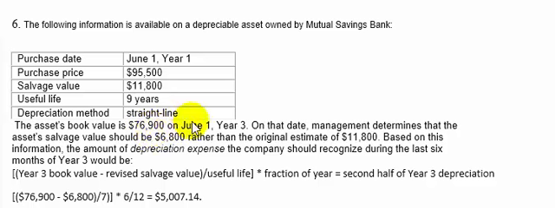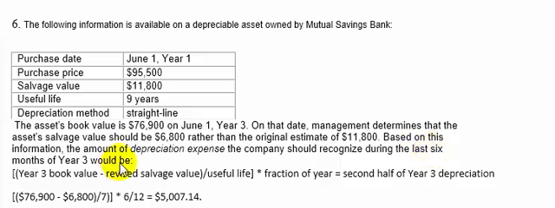$76,900 on June the 1st of year 3, and they just told you that. On that date, June 1st, year 3, management determines that the asset's salvage value should be $6,800 instead of $11,800, rather than the original estimate of $11,800. Based on this information, the amount of depreciation expense the company should recognize during the last 6 months of year 3 would be what?